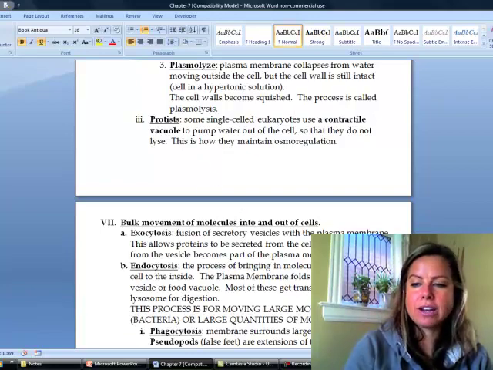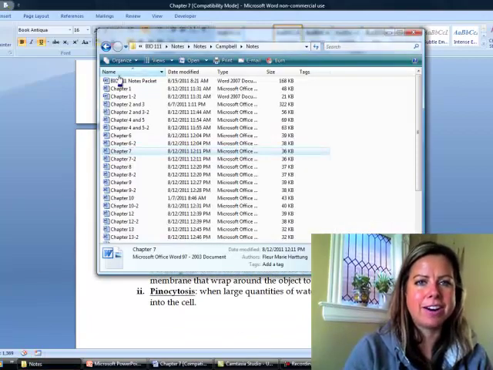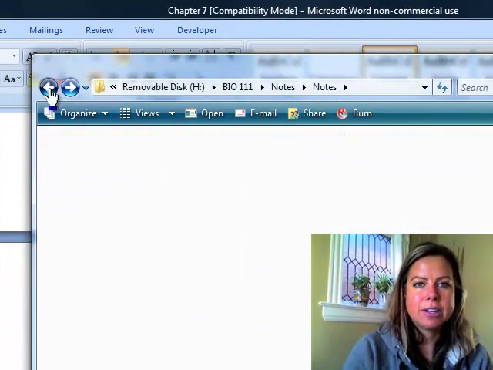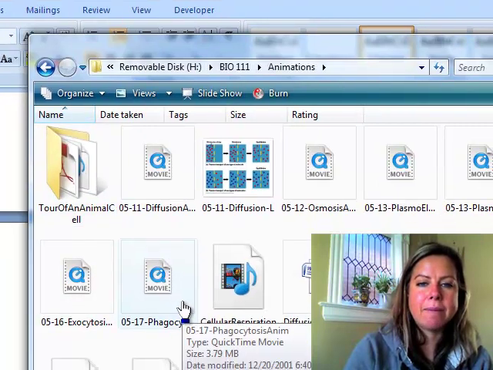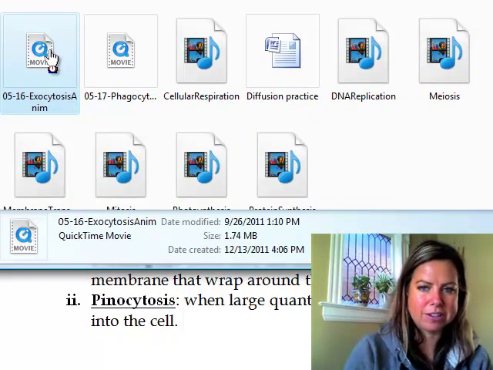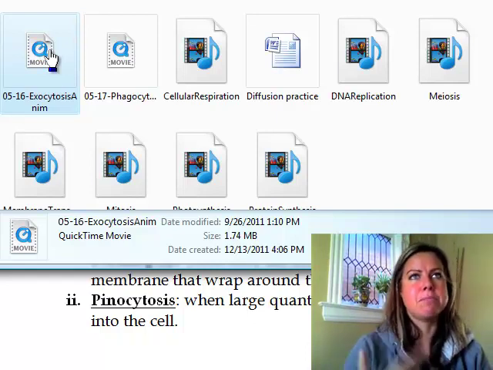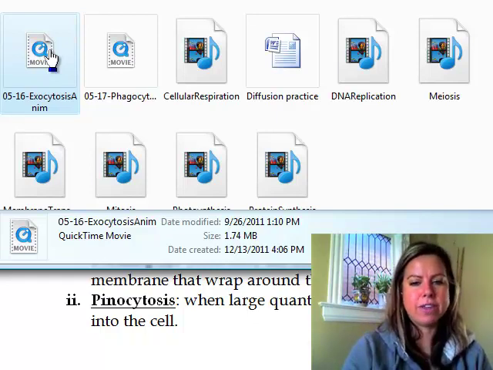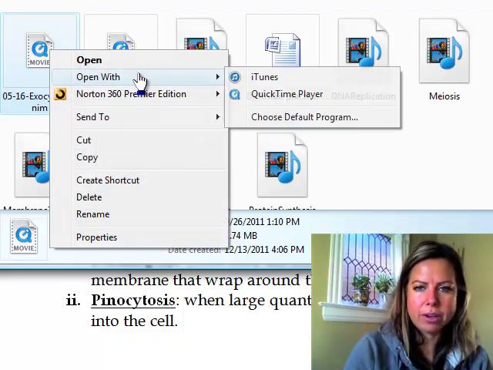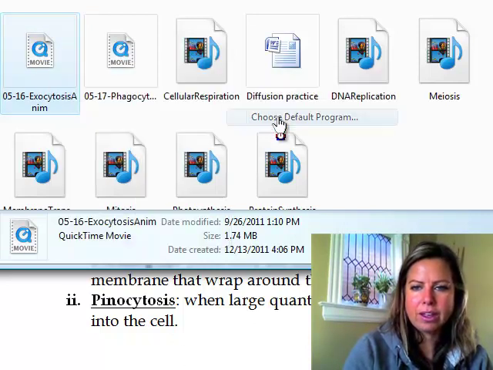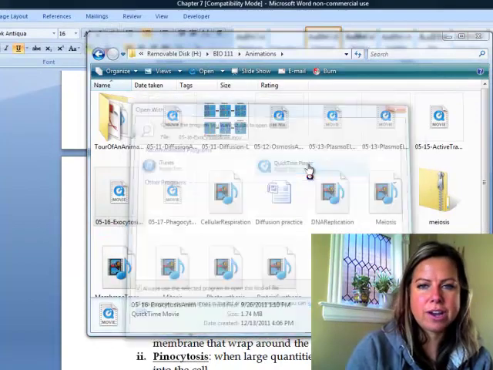Now, the last thing that we're going to get into here is moving things into and out of a cell. And I actually have a very terrible animation that I forgot to download here. Let's see if I can get it. And so this is going to be what's called exocytosis and endocytosis. And this is a really old, decrepit type of animation. But anyway, this is how we can move large quantities of things into a cell. Let's see, it doesn't seem to be working. Oh, here we go. Let's try QuickTime Player.